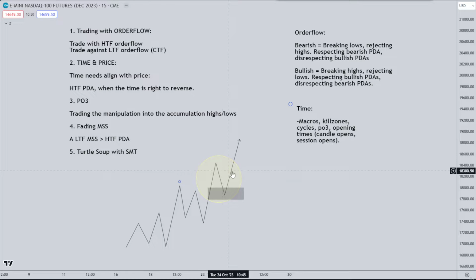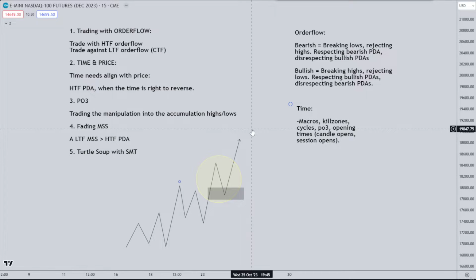Okay, so this doesn't just have to be the 1 minute, right? You could do the daily, 4 hour, whatever. Okay, but you want to be trading against lower time frame order flow but with higher time frame order flow. Okay.